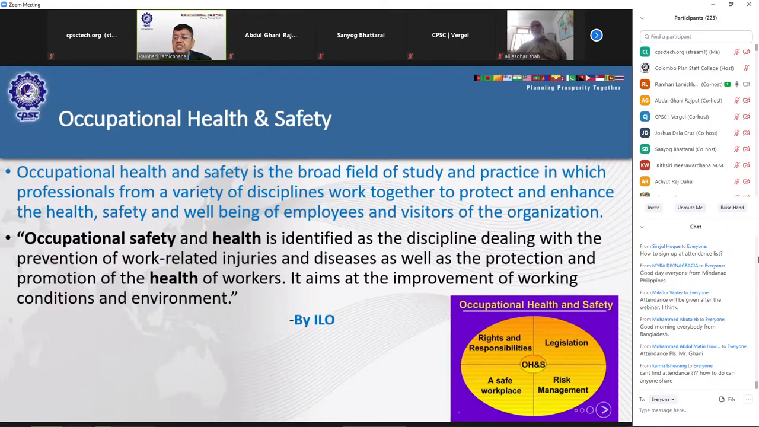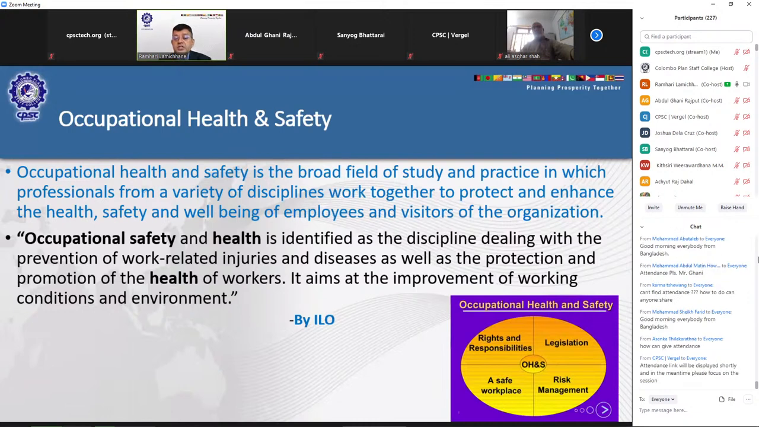If we go to the ILO definition, the ILO clearly states that OHS is a discipline. Like other disciplines, OHS deals with the prevention of work-related injuries and diseases, as well as the protection and promotion of the health of workers. It aims at the improvement of working conditions and environment. Ultimately, why do we have to talk about occupational health and safety, and why create a safe work environment? Because this is for improving working conditions and environment, where no one should be injured, and because of the work environment, no one should get any kind of sickness or disease. So this is the purpose.